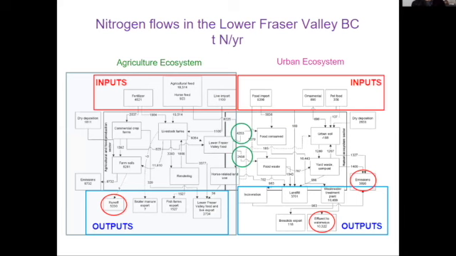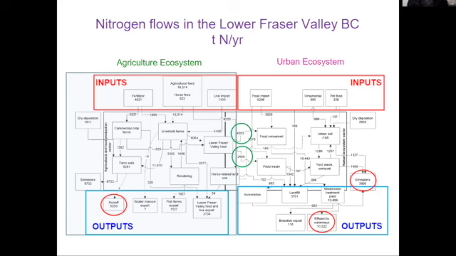And we know that we're producing food, and most of that food, some is exported, but most of it is transferred into the urban ecosystem in our area. So then we looked at the inputs, we looked at the outputs, and we looked at the internal flows. And what we found was that from the agricultural point of view, the main inputs were feed to livestock, but also fertilizer.